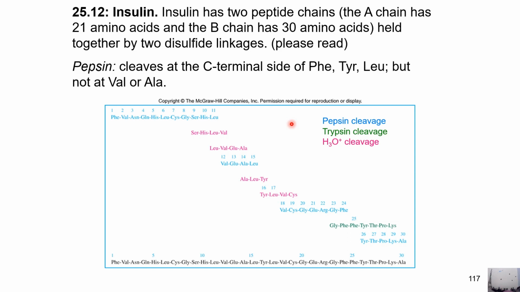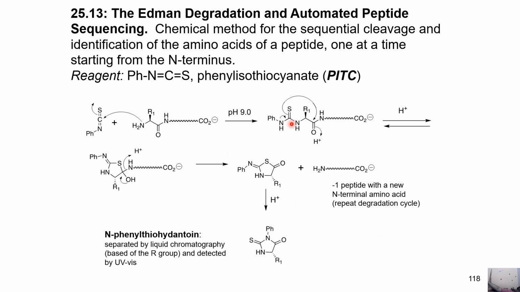Now, if we talk about insulin, insulin has two peptide chains. The A chain has 21 amino acids, and the B chain has 30 amino acids, held together by two disulfide linkages. So, the chemical method for the sequential cleavage and identification of the amino acids of a peptide one at a time, starting from the N terminus, is shown over here, ending with the phenylthiohydantoin.